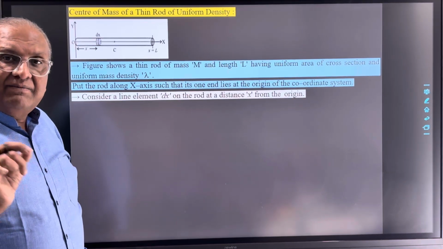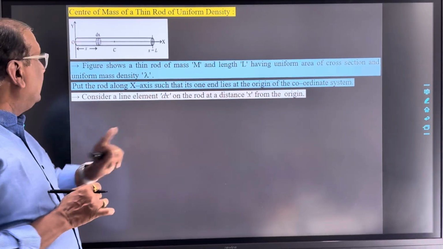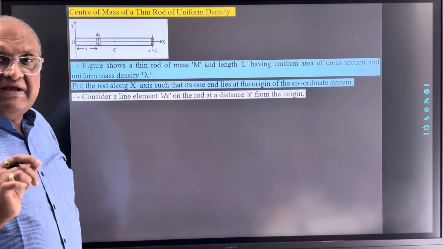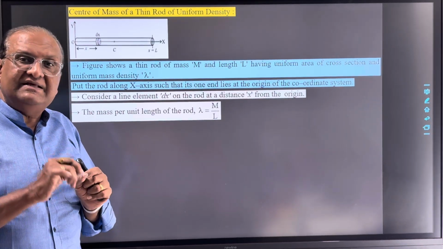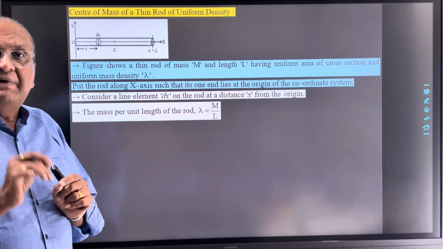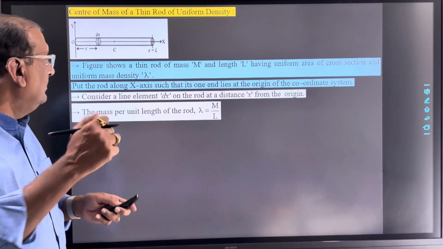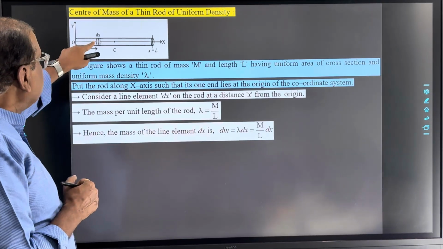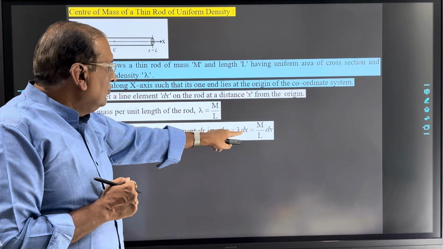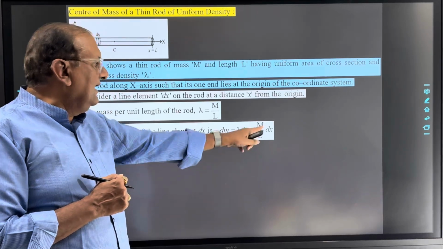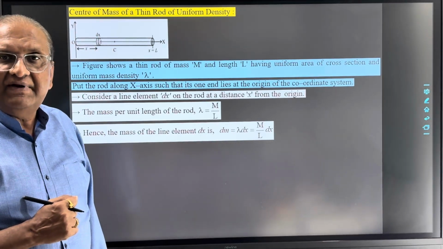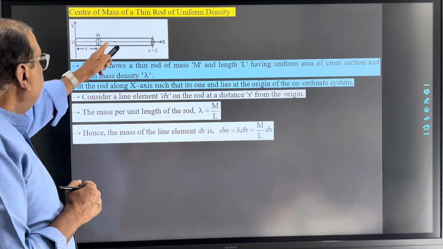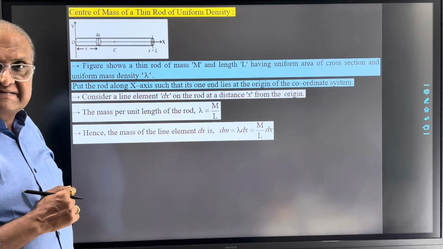The linear mass density, that is mass per unit length, lambda, is total mass upon total length. So we can say mass per unit length is lambda. Therefore, what is the mass of length dx? We can write dm, this mass element, equal to lambda into dx, where lambda is M by L, so dm equals M by L into dx. Clear?